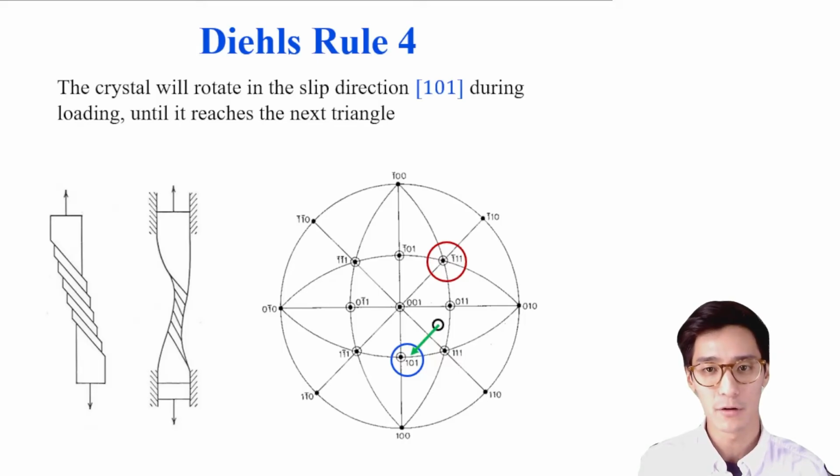Recall from earlier that the crystal will rotate internally during loading if the ends are constrained. To determine which direction of rotation, we observe the original tensile axis moving towards the slip direction that we've determined previously, circled here in blue.